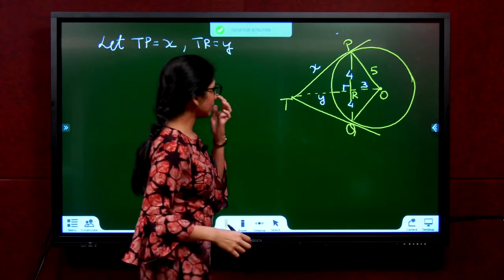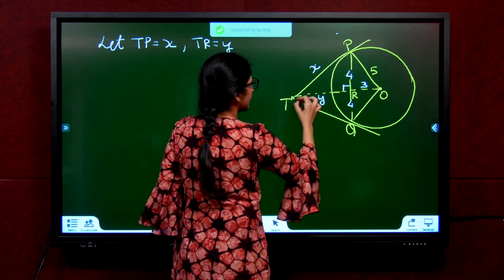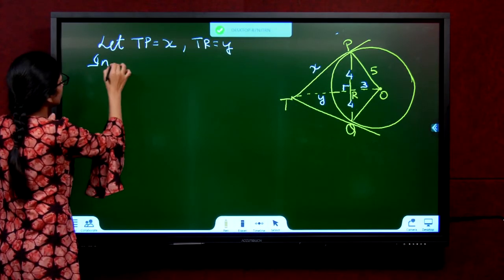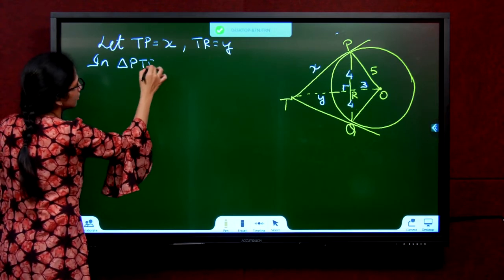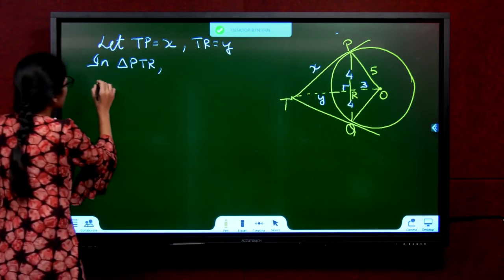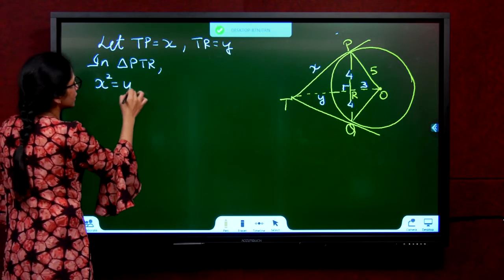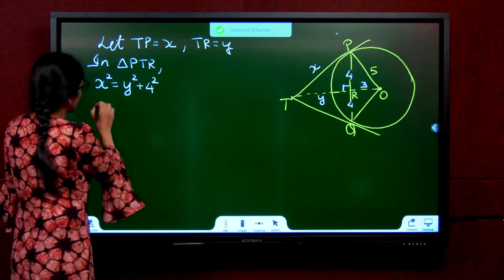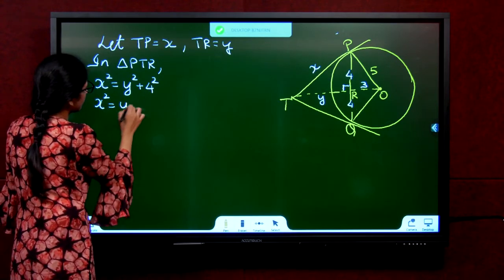Is there any right angle triangle that you can see? Yes. PTR is a right angle triangle. So in triangle PTR, can I say this is right angle at 90, so this is the hypotenuse. X square is equal to Y square plus 4 square. Yes. X square is equal to Y square plus 16.